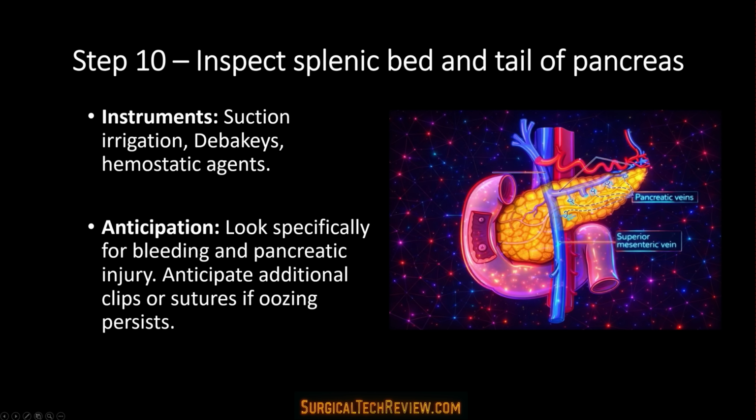Step 10. Spleen removal and inspection. After the spleen is removed carefully to prevent capsular rupture, the splenic bed and tail of the pancreas are inspected closely for bleeding or injury. For instruments, you'll need suction irrigation, DeBakey's, hemostatic agents. Anticipation: the surgeon will look specifically for bleeding and pancreatic injury. Anticipate additional clips or sutures if oozing persists.